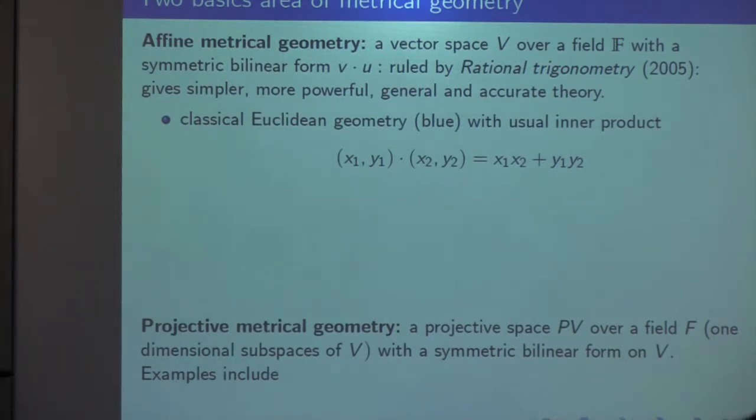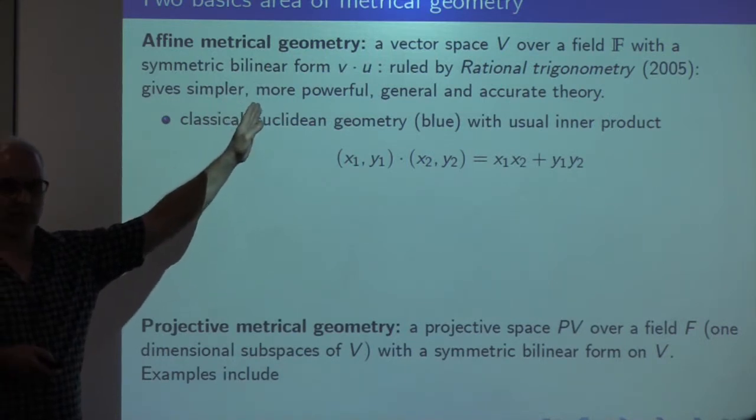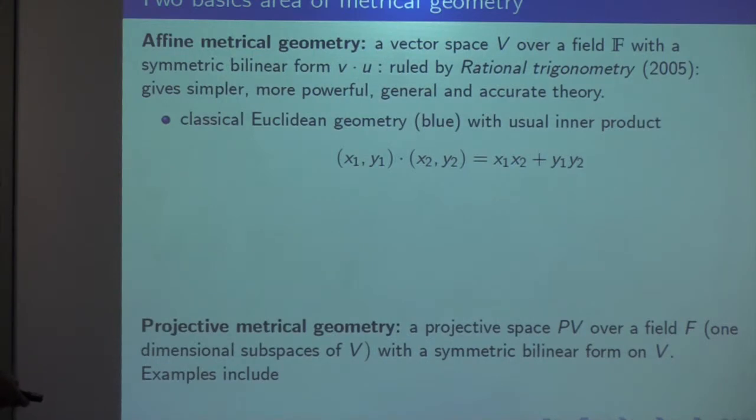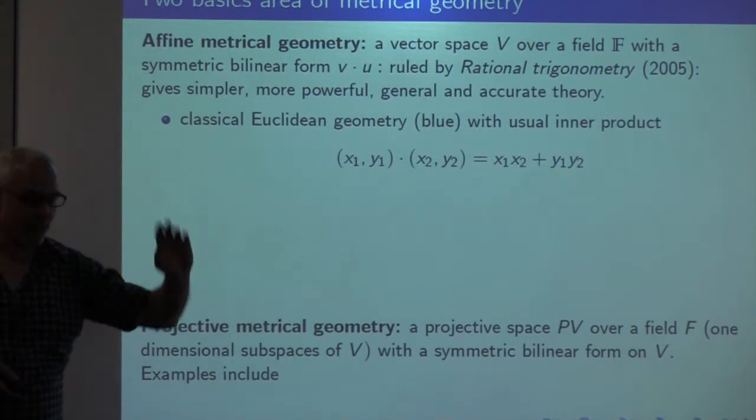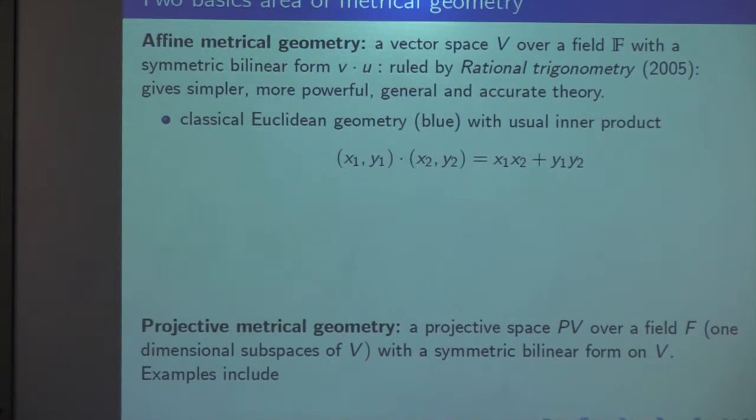And affine metrical geometry concerns a vector space, V, say, over a field F, with a symmetric bilinear form. That's the starting point. A symmetric bilinear form, like a dot product or inner product. And from that we can generate a thing called rational trigonometry, which gives a simpler, more powerful, general, and accurate way of doing a lot of geometry, a lot of practical geometry.